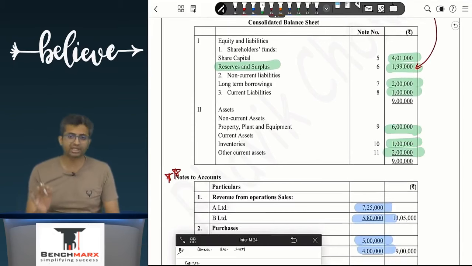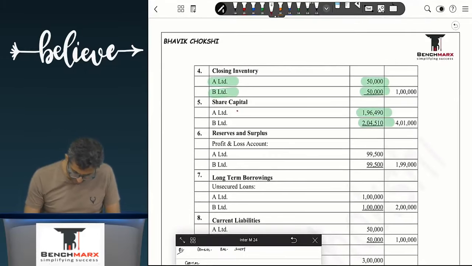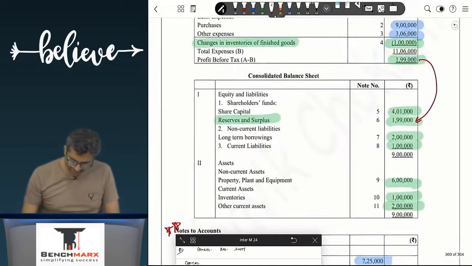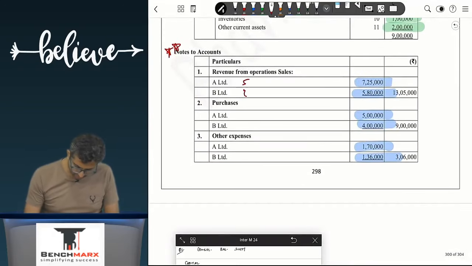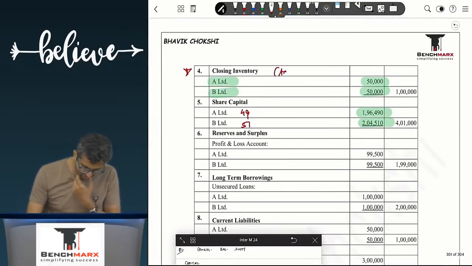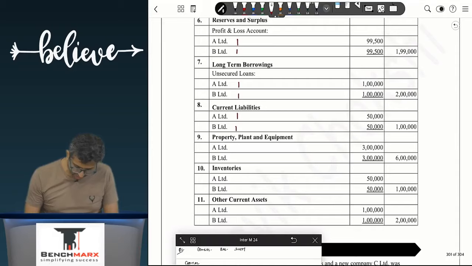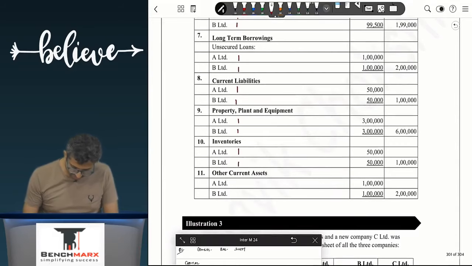Now, everything except share capital will be split 1:1. So when I look at share capital over here, this was a slightly different ratio, 49, 51. If you want to revise, just write this much, everywhere else you say 5:4. Inventory you can mark as important. This is an asset at the end of the day, and hence 1:1. Everything else, profit and loss equally, loans equally, current liabilities, PP, inventories, everything equally.